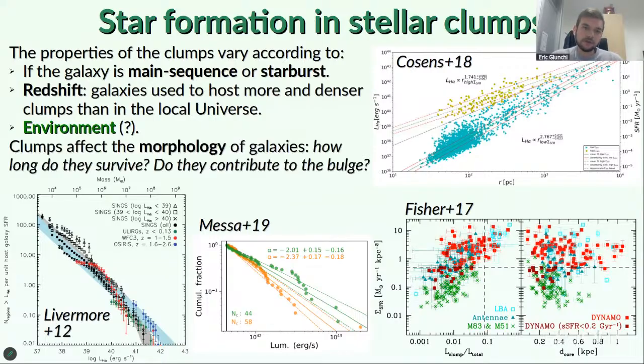And it is important to really study how the clumps evolve because clumps can affect the morphology of galaxies according to how long they survive. If they merge to the center, they migrate to the center, they can contribute to the formation of the bulge, but all of these depend on their properties. And that's why it's very important to understand really what drives their formation.